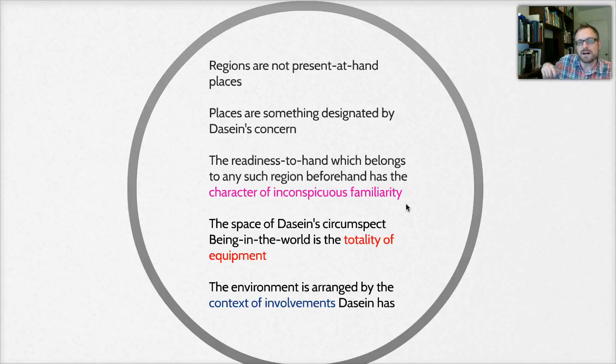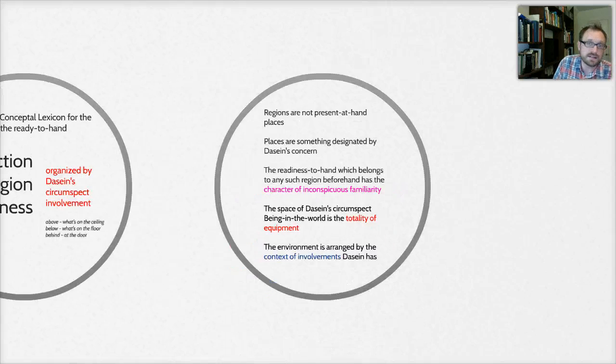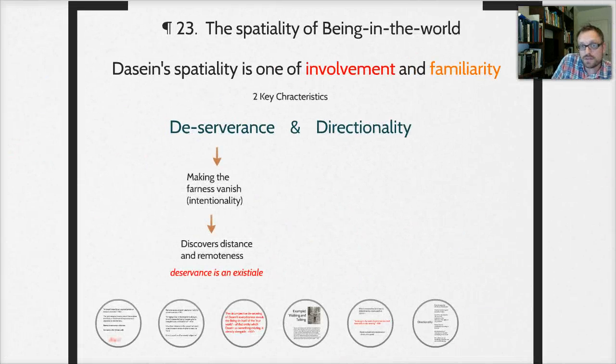So the space of Dasein's circumspect being in the world actually is the totality of equipment, right? So the space of all this involvement is actually the totality of all these things that I'm involved with, this equipment. And the environment is arranged by the context of the involvement that Dasein has. And those change with the various types of Dasein, or the different types of people in the world, right?